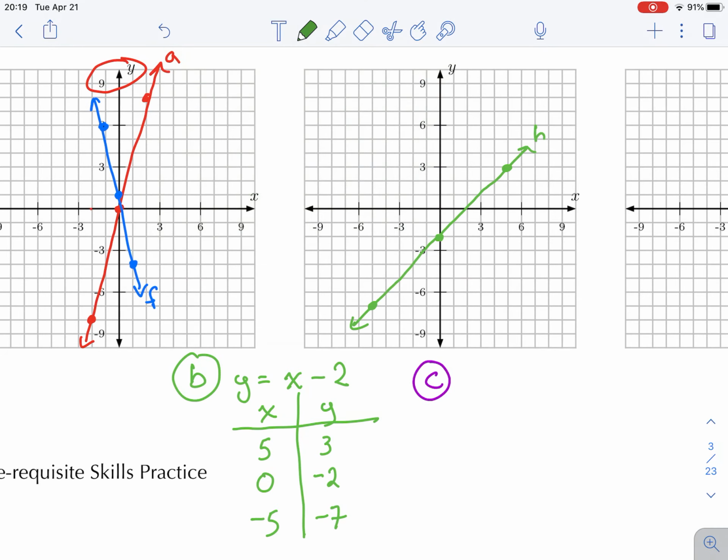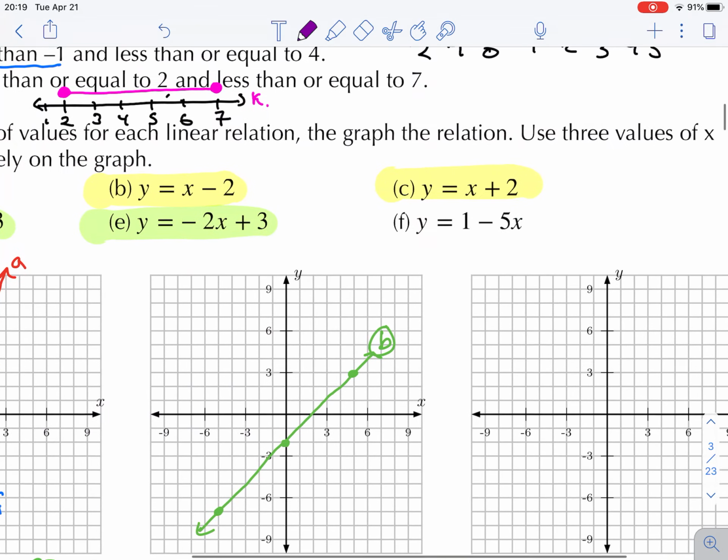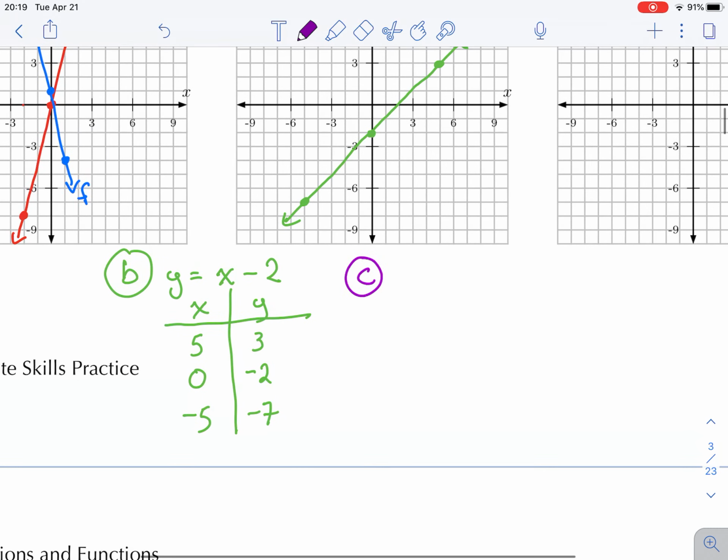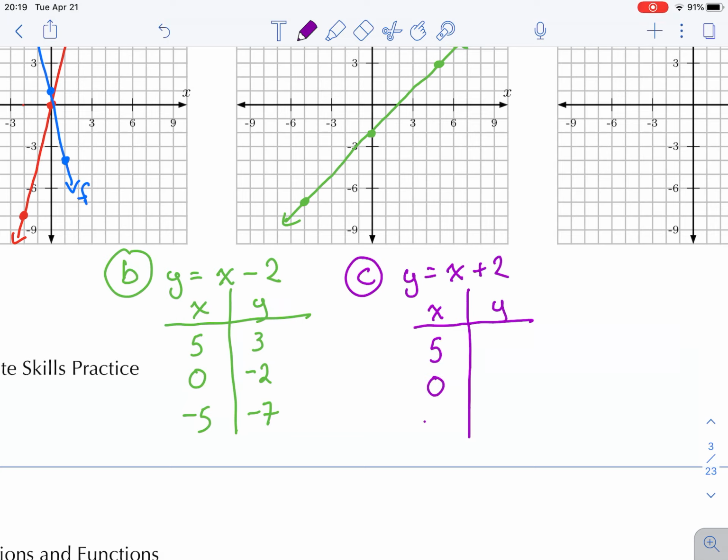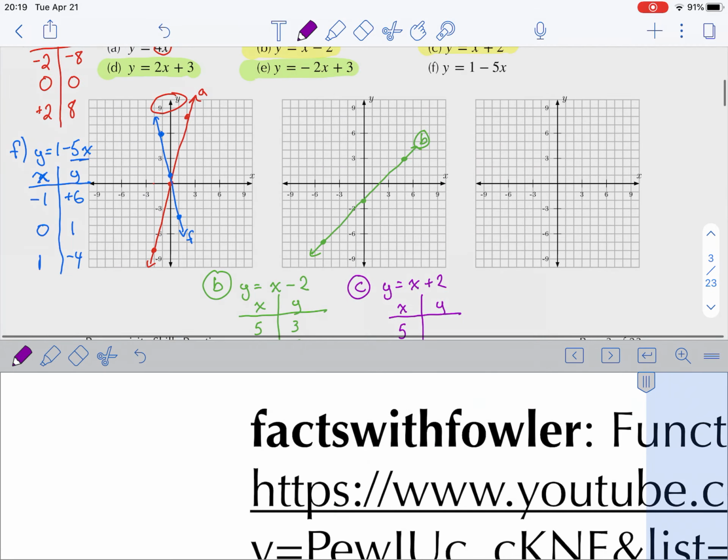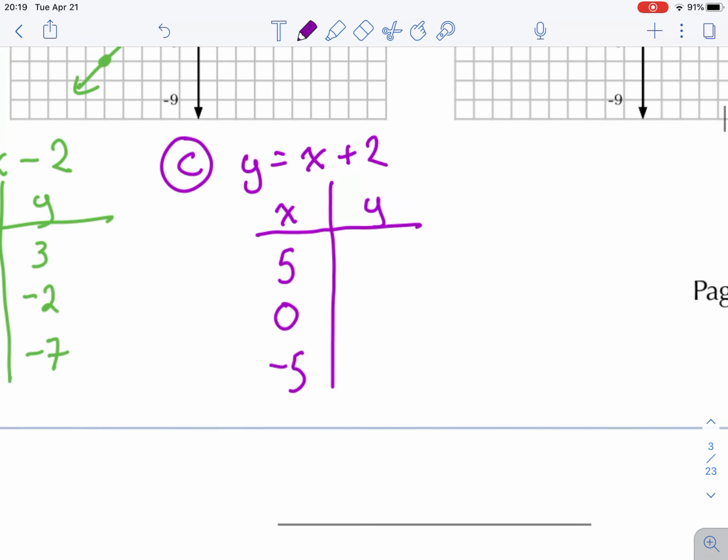Let's choose a different color. Sorry, I should label this as B. And let's do letter C. y is equal to x plus 2. Build my table of values. I'm going to use the same values for x: 5, 0, minus 5. In this case, 5 and 2 is plus 7.